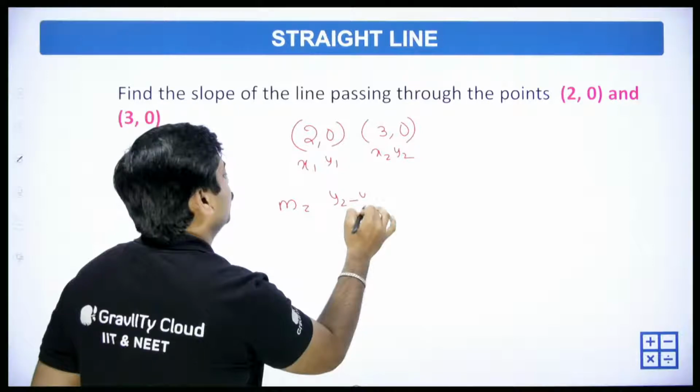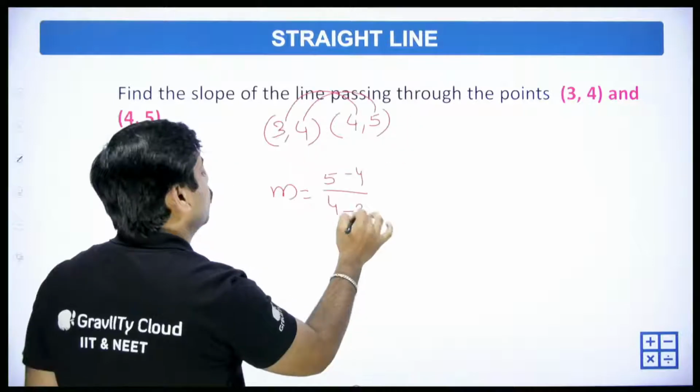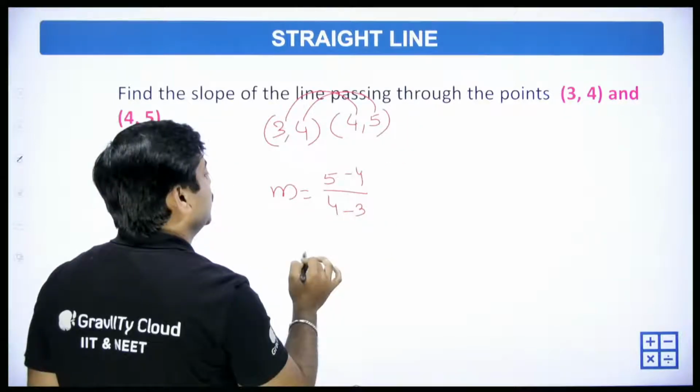Moving ahead, find the slope of the line joining the points (3, 4) and (4, 5). Quickly, (y2 - y1)/(x2 - x1). I am not even writing the formula. m = (5 - 4)/(4 - 3). 5 minus 4 is 1, by 4 minus 3 is 1. So the slope is 1. Very simple, very straightforward. In just 10-20 seconds you can directly tell the answer, using (y2 - y1)/(x2 - x1).